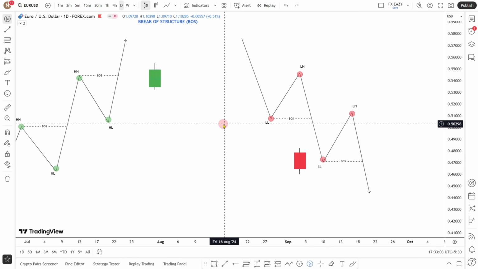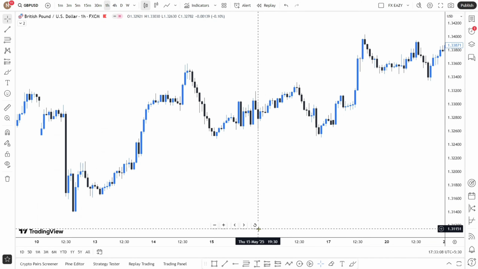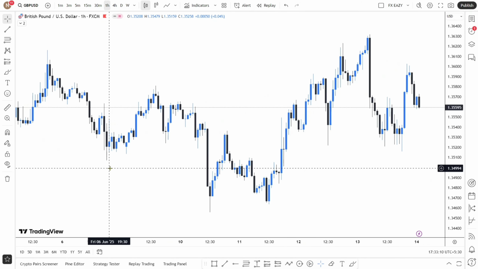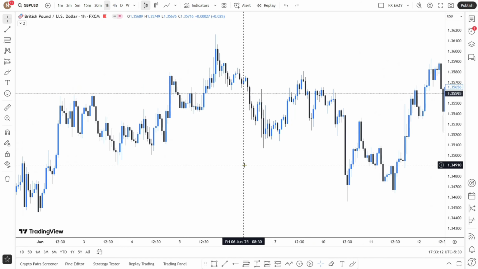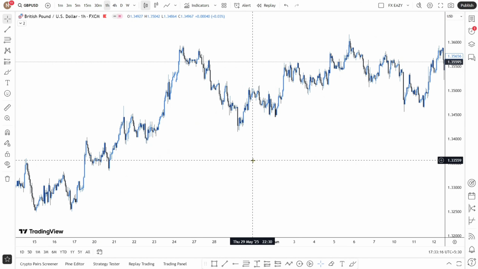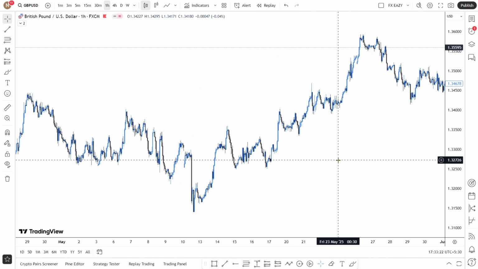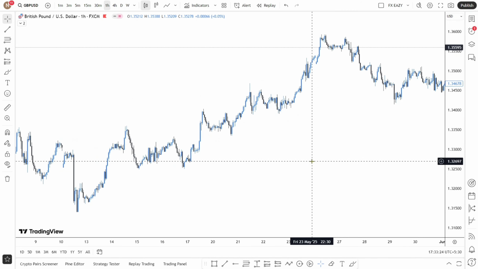Okay, let's see a few examples on the chart. Let us come here. This is a chart of GBP USD. You would also be getting a doubt, where do we have to start marking our BOS. I would be explaining this further in this video.